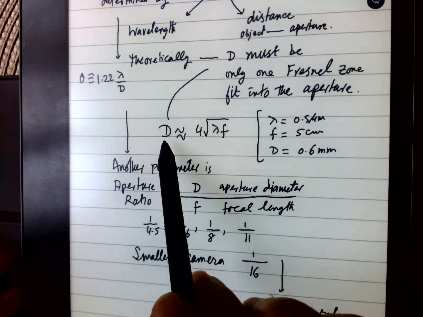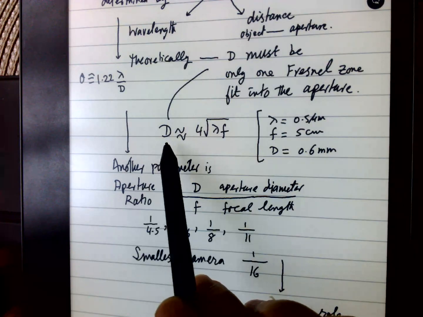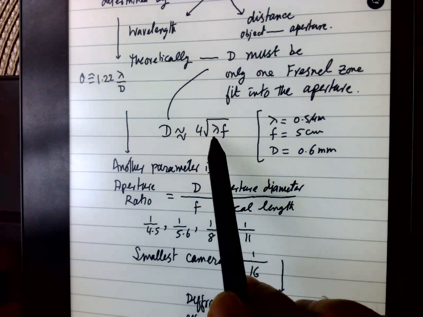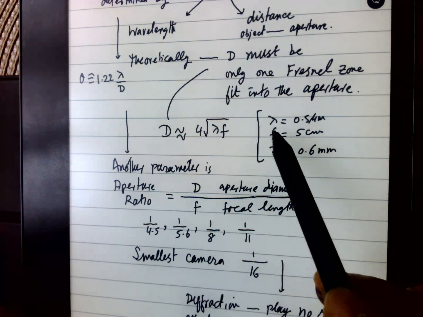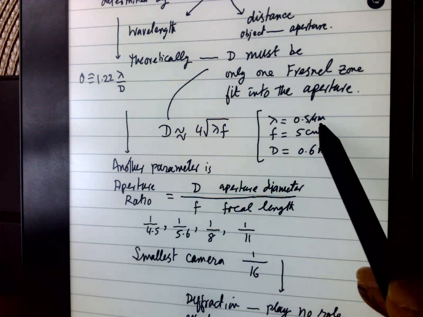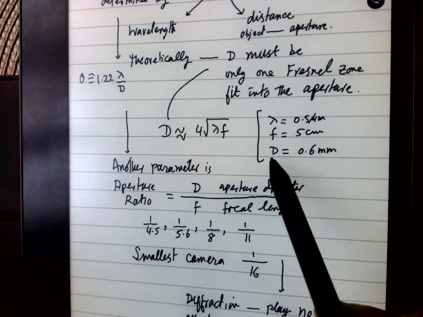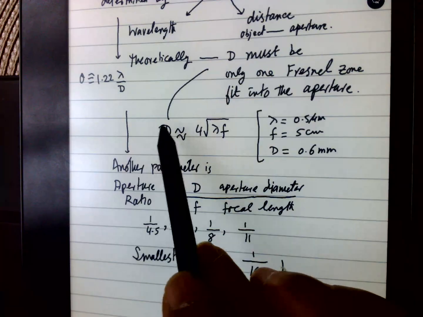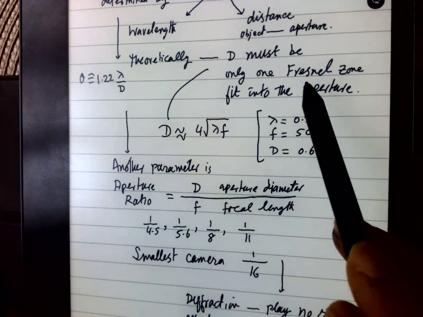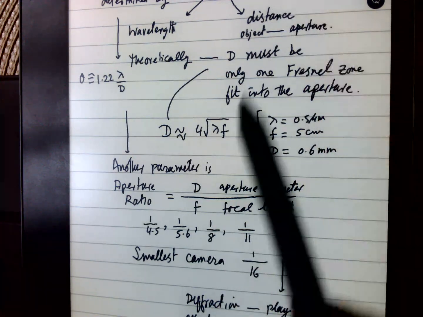So the diameter of the aperture should be equal to the square root of 4 lambda f. Where lambda is 0.5 micrometer, which is 500 nanometer, a yellow line, and f is the focal length, which is 5 centimeter, then d should be equal to 0.6 millimeter. So this is the limit so that the first Fresnel zone fits into the aperture diameter.